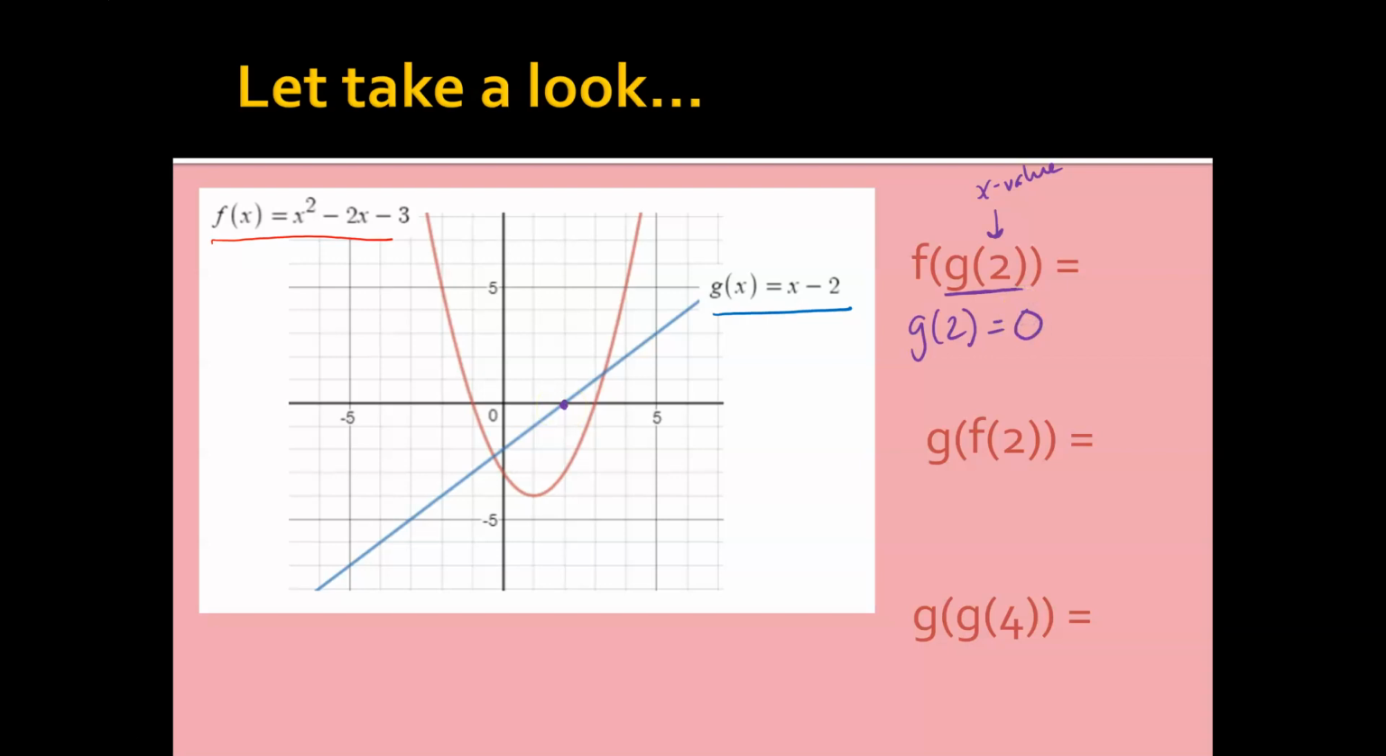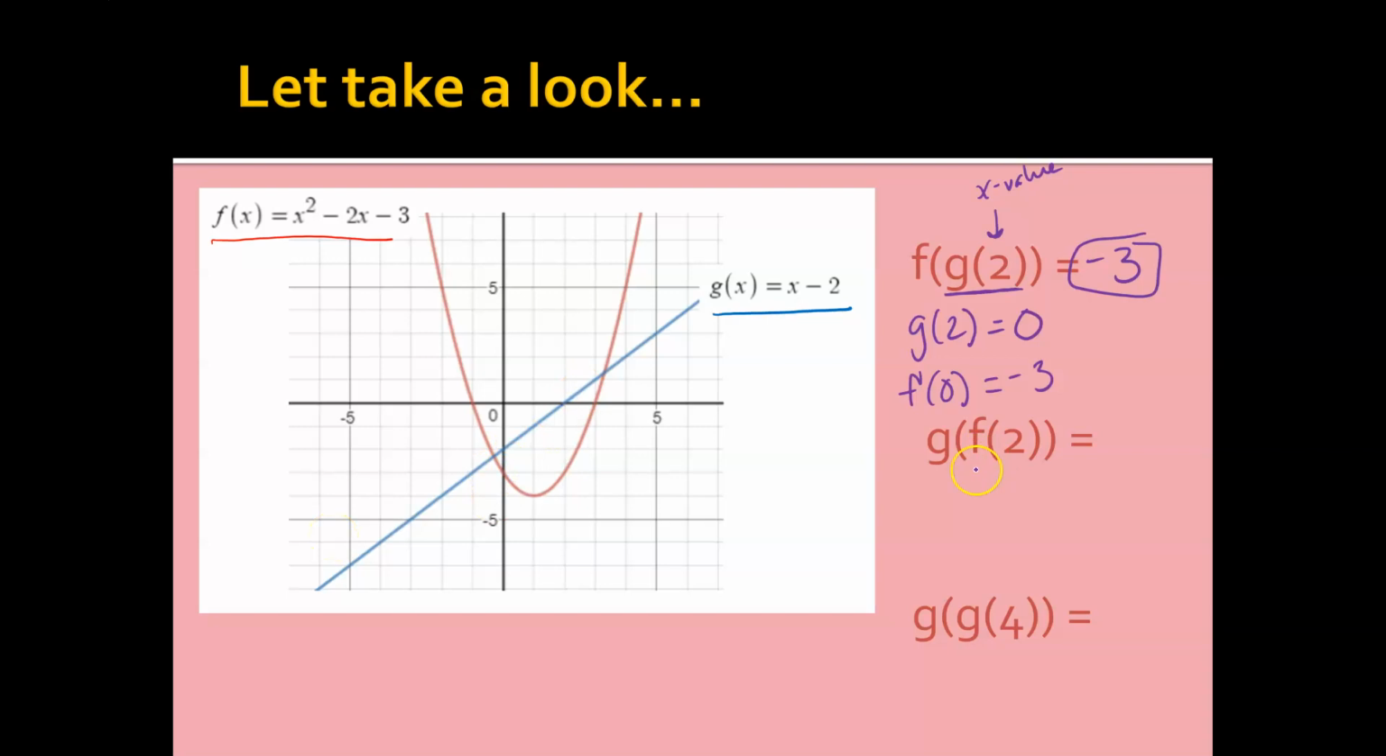So now that's going to replace the g of 2. So now I have f of 0. Now I'm going to switch to the f graph. And when x is 0 on the red graph, right here, y is negative 3. So my answer is negative 3. All right, let's do the next one.